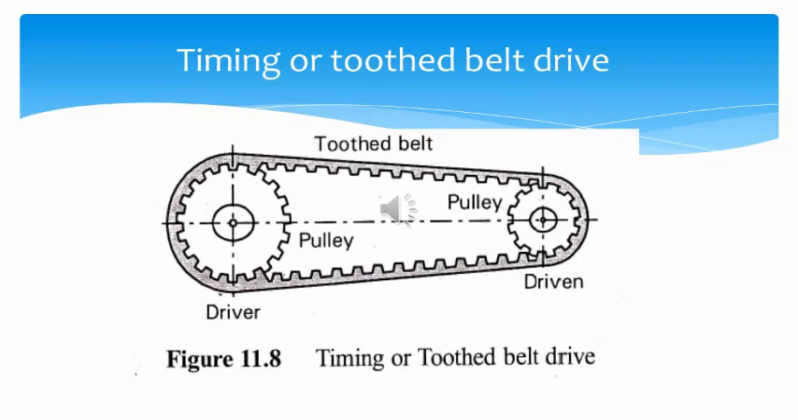This is an example of a toothed belt or timing belt drive. So this can be used to prevent creep, plus for getting the exact rotational power between the two pulleys.